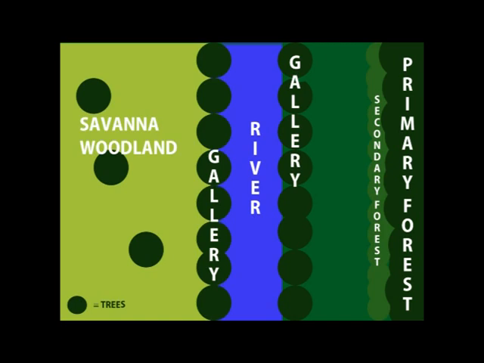Secondary forest is that which is regenerating from a disturbance. The disturbance can be natural, for example fire, or can be man-made, for example logging. Primary forest is that which has not been disturbed in several hundred years.